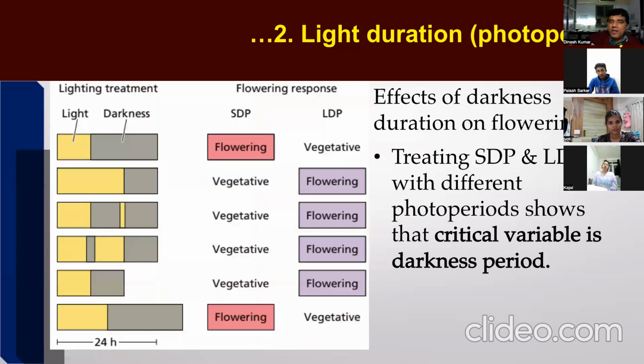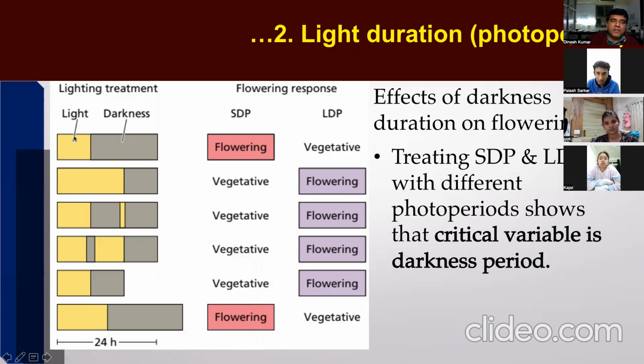Now you can see more clearly here: the effect of darkness duration on flowering. SDP is short day plant, LDP is long day plant. Treating SDP and LDP with different photoperiods shows that the critical variable is the darkness period. Light does not matter much. It is the darkness period that is necessary for flowering.